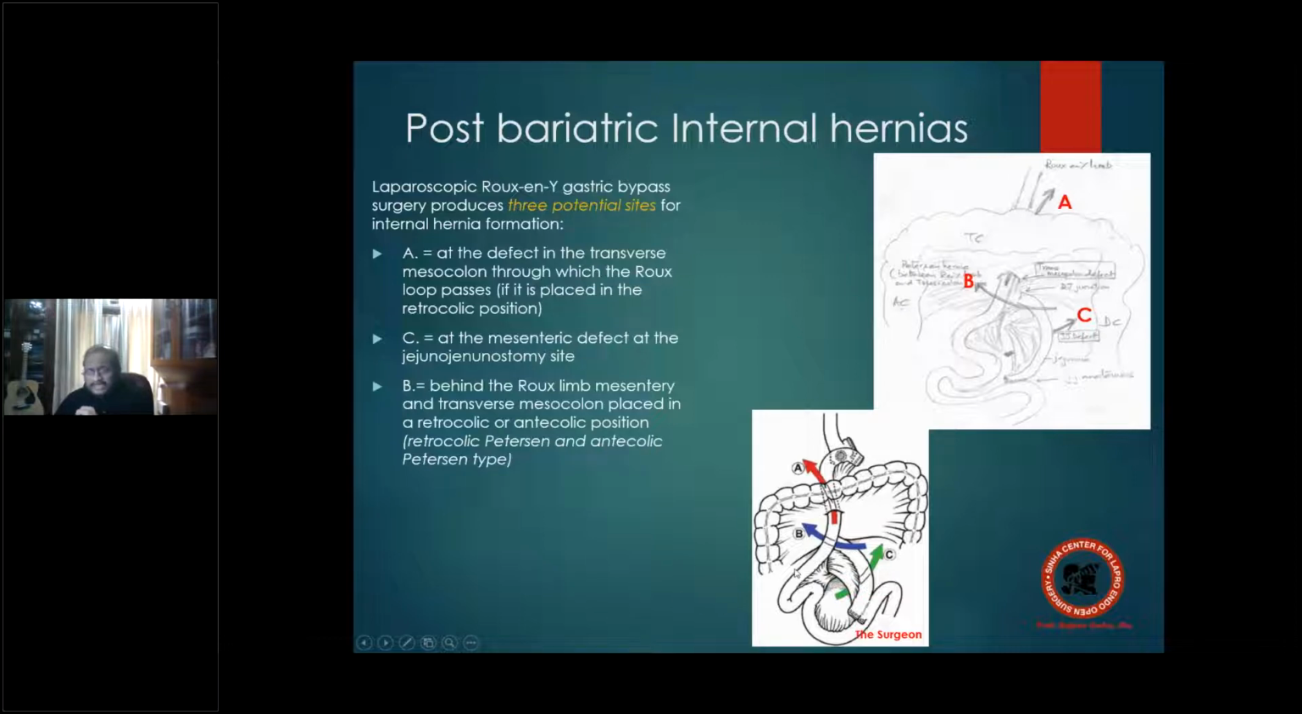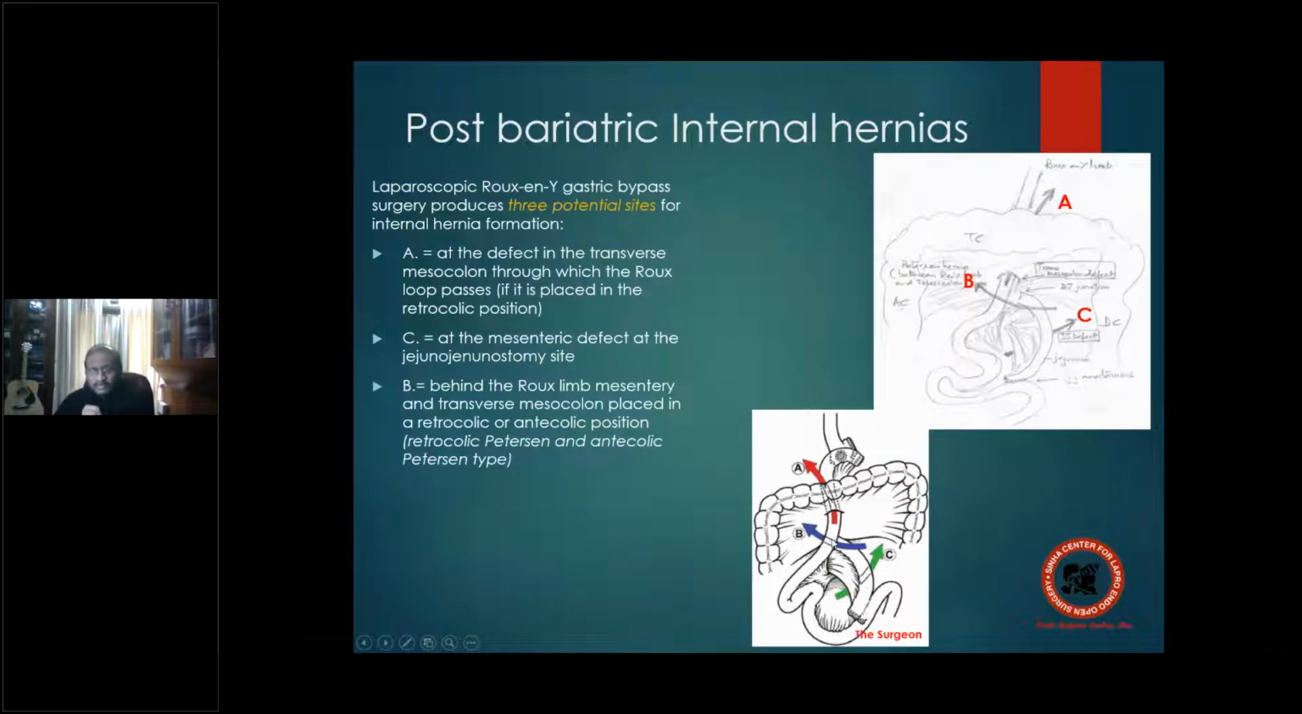The third is what is known as Peterson's hernia, which could be retrocolic or antecolic Peterson's type. And what is that? When you're dragging this whole jejunum up, along with it the mesentery goes in. But between this mesentery, you have an opening on the right side. So this is basically behind the Roux-en-Y limb. So this is the Roux-en-Y limb.